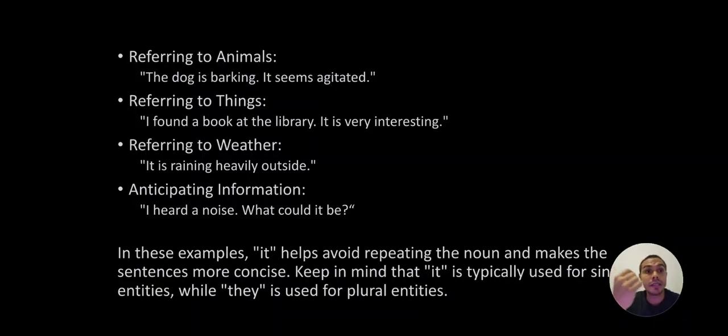The dog is barking. There's my dog over there, right? So he's calm right now. It seems agitated. And I'll explain this sentence and this case scenario for you guys right now. So the dog is barking, el perro está ladrando. It seems agitated. I could actually say the dog is barking, the dog seems agitated, but it just doesn't sound natural. It sounds too robotic and too repetitive, right?